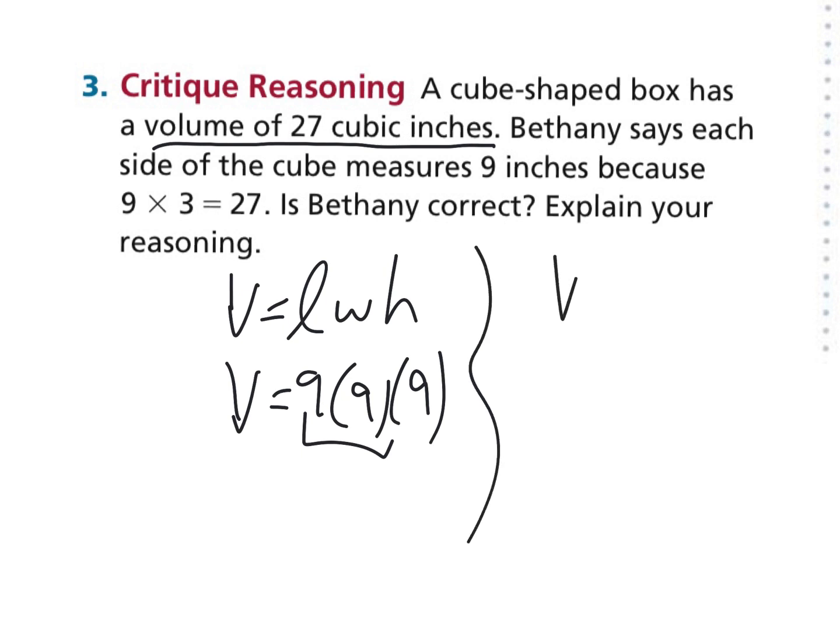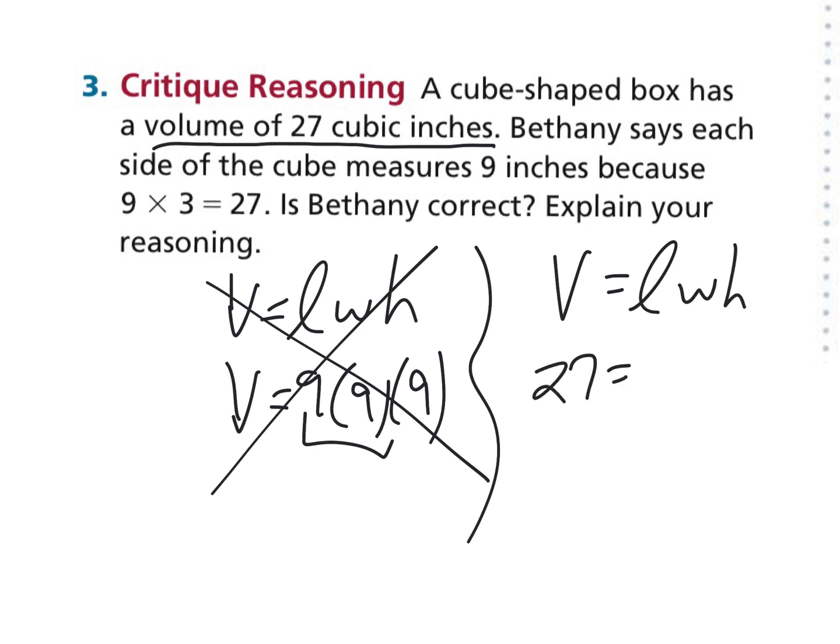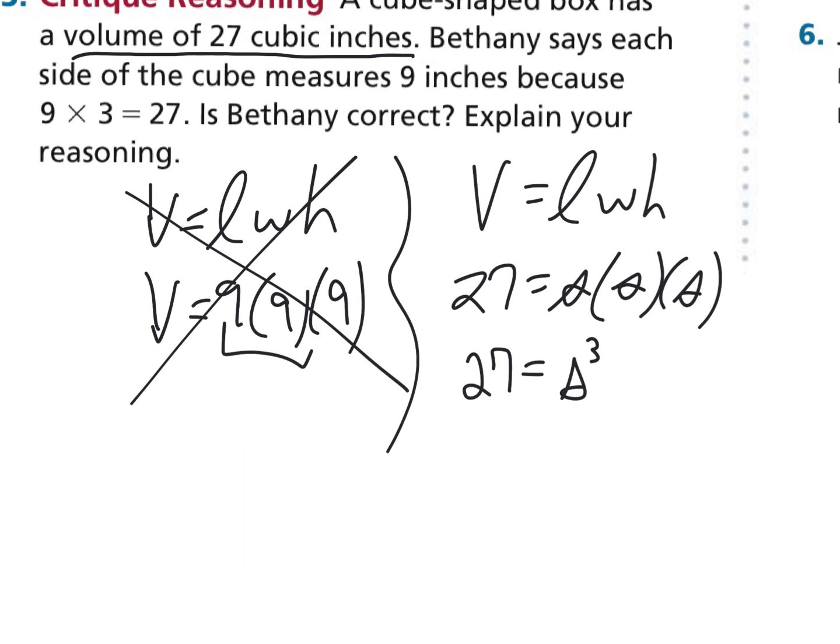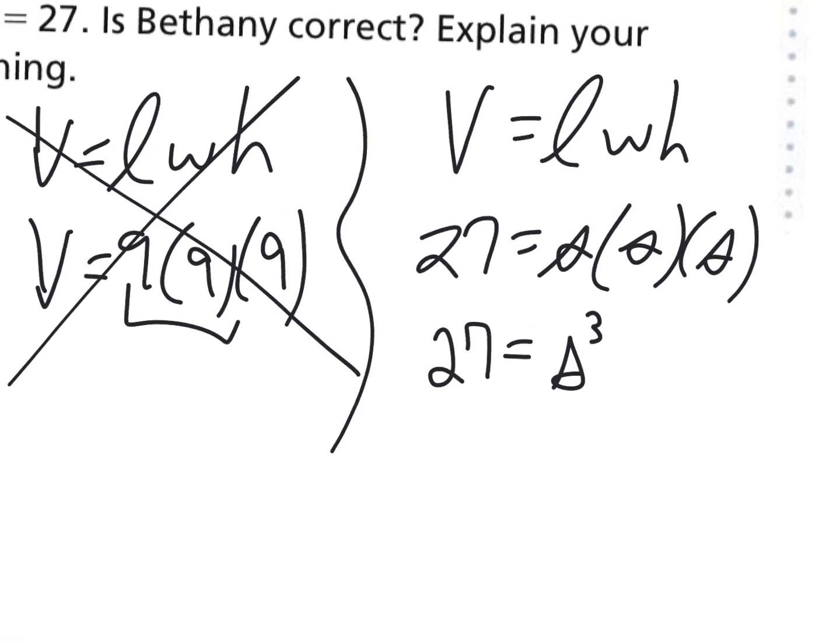So we could think about this, though. Like I said, that won't work, but we could think about what would give us a volume of 27. If it's a cube, we know the length, width, and height are all the same. So S times S times S, if you wanted to, that's the same as S cubed.